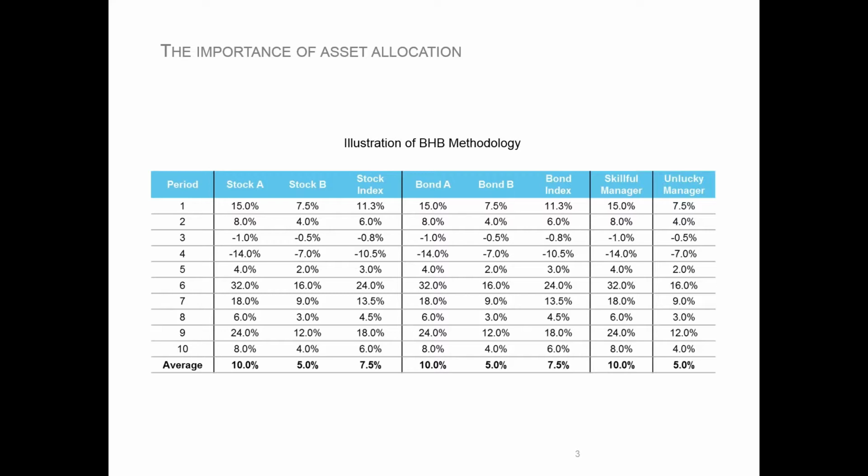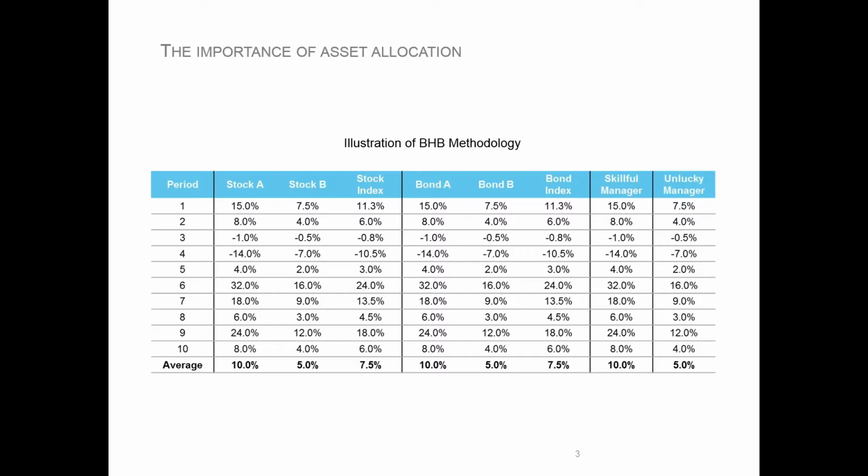The only thing that matters in this world is whether the manager chooses stock A or stock B or bond A or bond B. So in this world, we have two managers. We have a skillful manager who always chooses stock A and bond A, and an unlucky manager who always chooses stock B and bond B. In my experience over the years, I've never met an unskillful manager, just a skillful manager and unlucky managers.